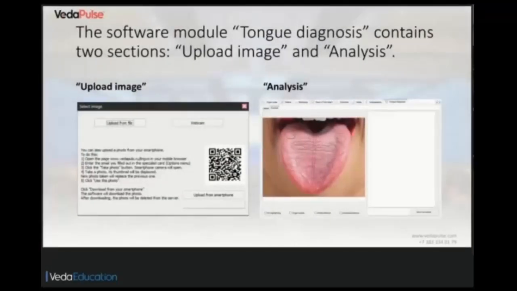So you see, it's hard to overestimate the huge role which this method of diagnosis plays in the traditional systems of healing. That's why for the recent few years I've been working hard developing this software module for you. The TAN diagnosis software module contains 2 sections. The first one is more of a technical moment. It allows a specialist to take a photo of a patient's TAN in real-time mode and download this photo into the Vedapal system.